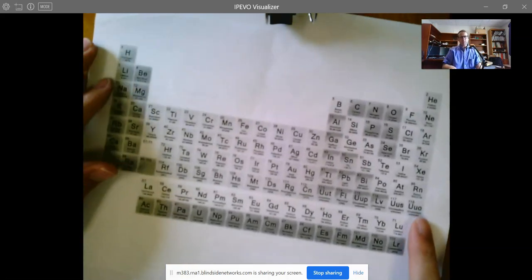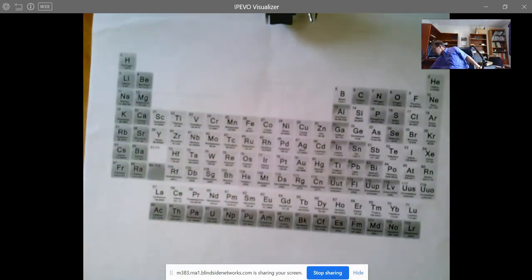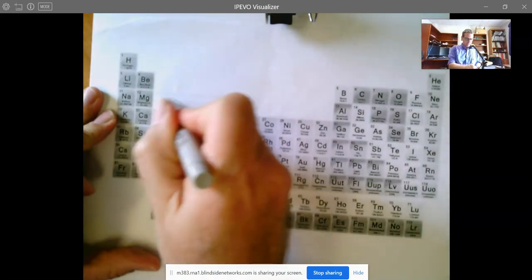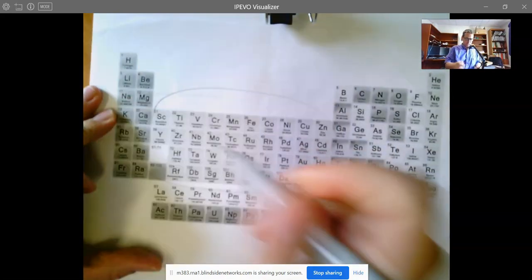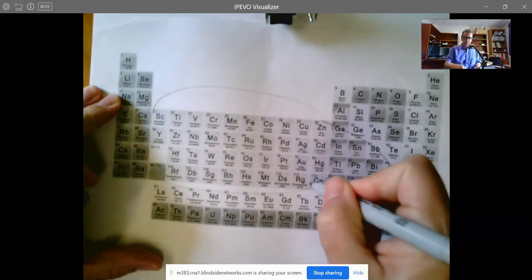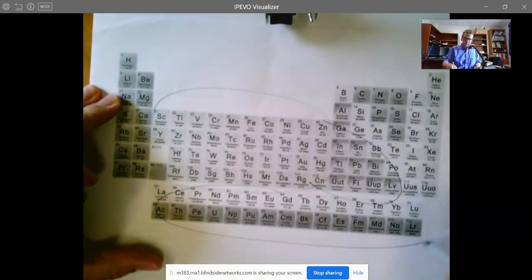This is specifically helpful for our electrons, or our elements in this range, right? Because in this range down here, and even these ones down here, right?